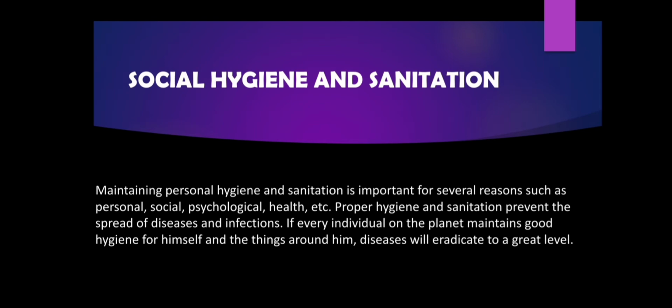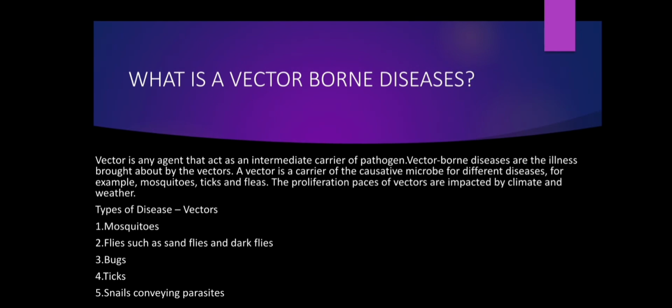From this topic I guess you have understood why in this time we are sanitizing ourselves: it will eradicate disease to a great level. Next point is what are vector-borne diseases, or what is a vector. I guess you have heard this term, vector. It is written that a vector is any agent that acts as an intermediate carrier of a pathogen. So it's acting as a carrier.